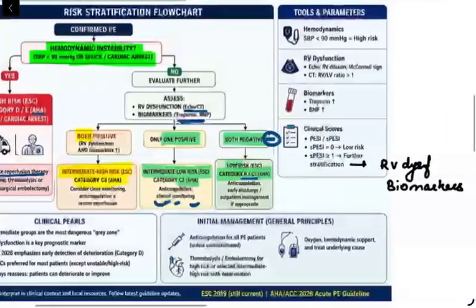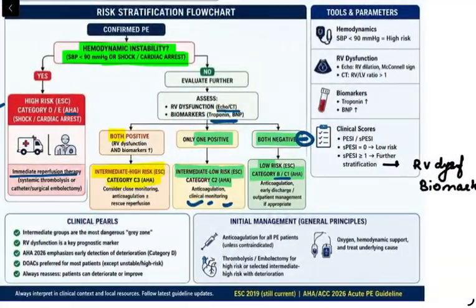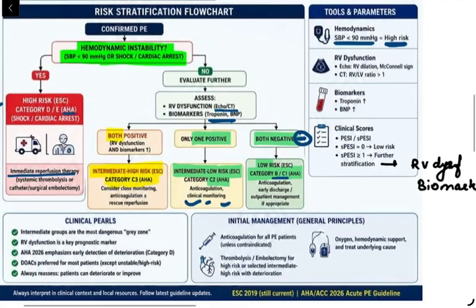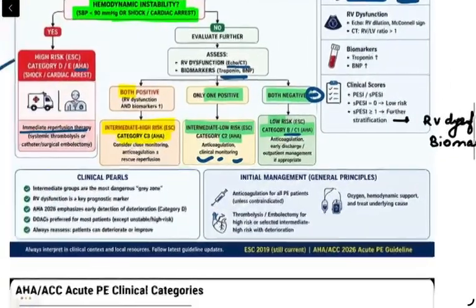These are the important tools you need to consider while risk stratifying. First is BP management. If BP is less than 90, it is a high risk category and immediate reperfusion is needed with thrombolysis or embolectomy. For RV dysfunction, as I've told you, look for RV dilatation and McConnell sign on echo, and on CT the RV-LV ratio. For biomarkers, troponin is high and BNP is high. For clinical scoring, use the PESI and simplified PESI. If it is 0, it is low risk. If it is 1 or more, it needs further stratification on the basis of RV dysfunction and biomarkers.